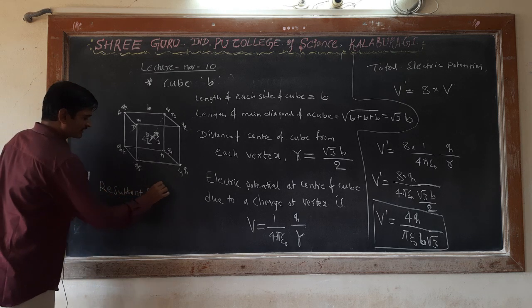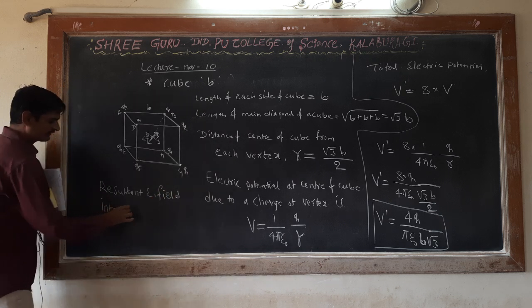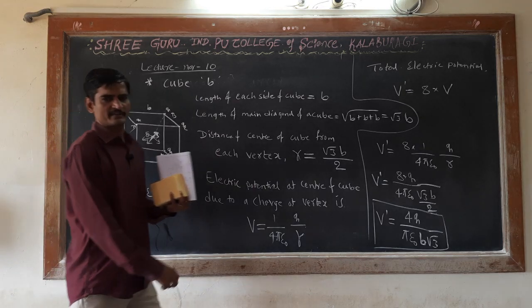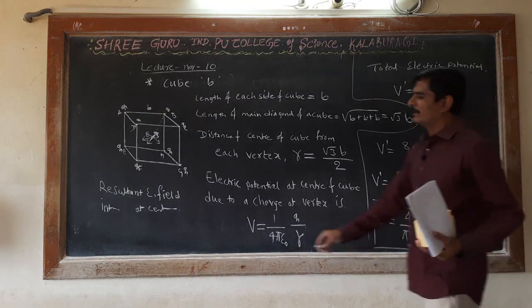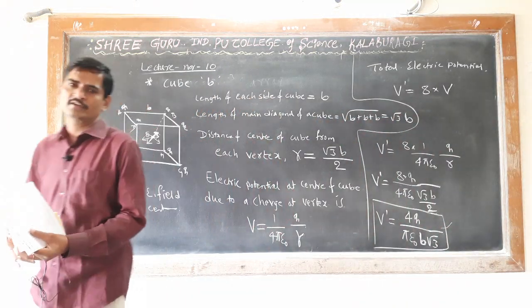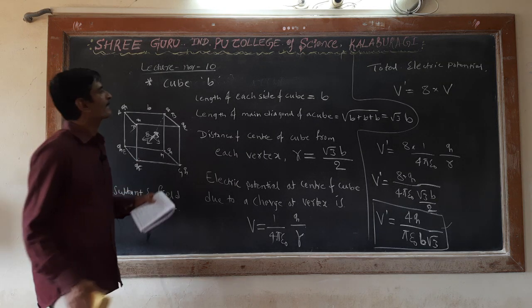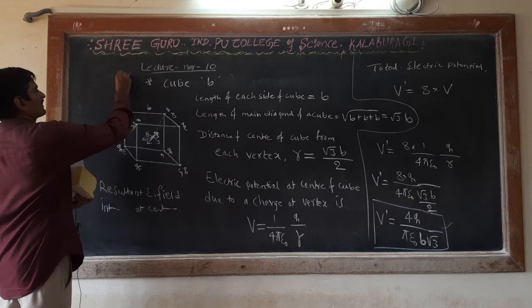The resultant electric field intensity at the center of the cube will be 0. That is the answer. Understood? So you have to find the electric potential and the electric field intensity. The electric field intensity will be 0. Understood? Okay, so this is a numerical, and this is also from NCERT.